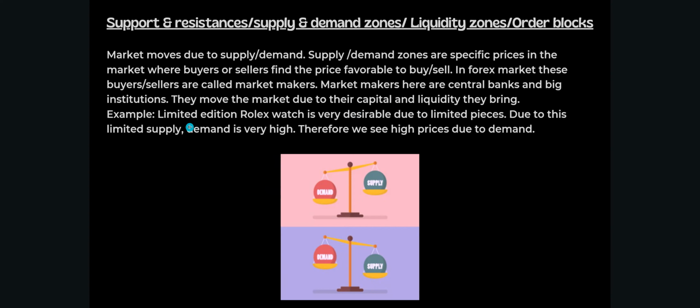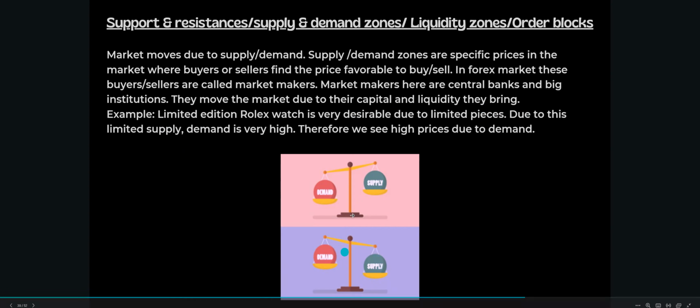So a very simple basic example is if you have a limited edition Rolex watch in the market, which is very desirable to a lot of people due to its limited pieces. Due to the limited supply, this creates a high demand, right? The demand is very high. Therefore, we see higher prices due to demand. Very simple.